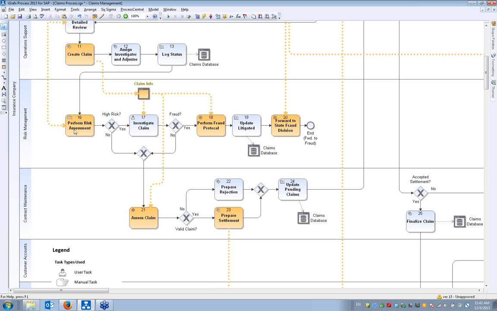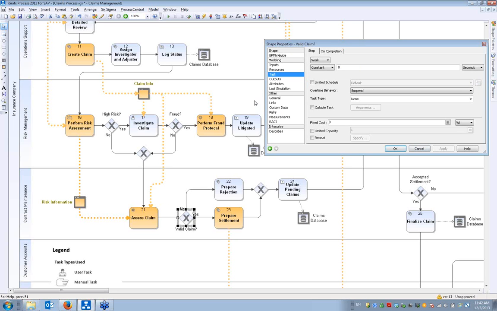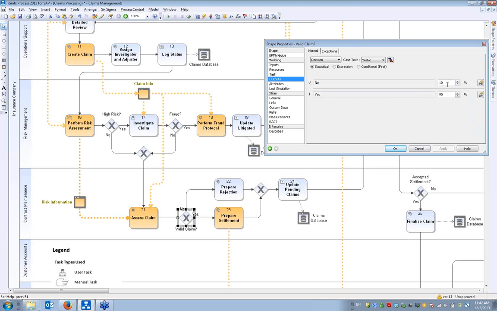So instead of drawing a sequence flow from risk management to contract maintenance, I'll draw an information flow from those two departments. And the information that I'm passing is the risk information that was acquired in risk management. Now, in talking to contract maintenance, once they found out this risk information was available, they said this will lead us to make better decisions in our part of the process. So this valid claim step, which currently only 10% of the claims are rejected, now they can do better decisions here, and that percentage will change.